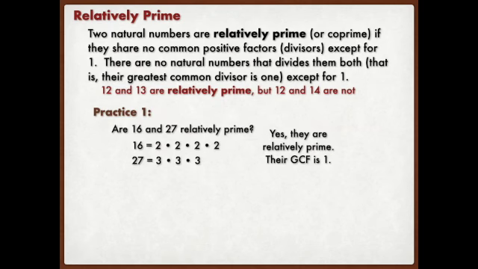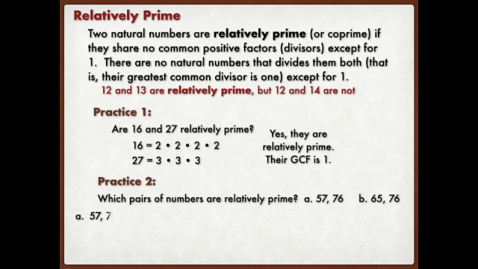Okay, let's look at practice 1. 16 and 27. 16 is going to be divided into 2, 2, 2, and 2 for my prime factorization tree. But 27 is divided into 3, 3, and 3, or 3 cubed. So the focus here is there are no shared factors, so they are relatively prime. In other words, the greatest common factor for relatively prime numbers would only be 1.